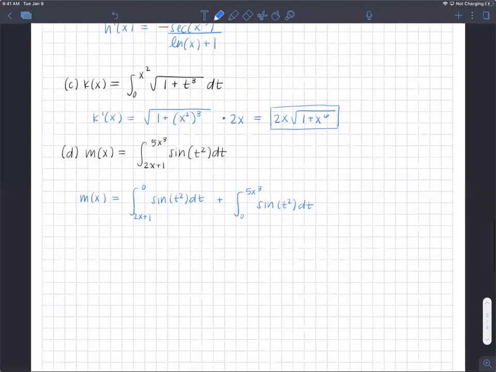And so before I finish any of this, I need to flip these limits again. But when I flip those limits, I make the integral negative. So I can make this 0 to 2x plus 1 of sine of t squared dt, plus that same integral that I have above. Any questions up to this point?